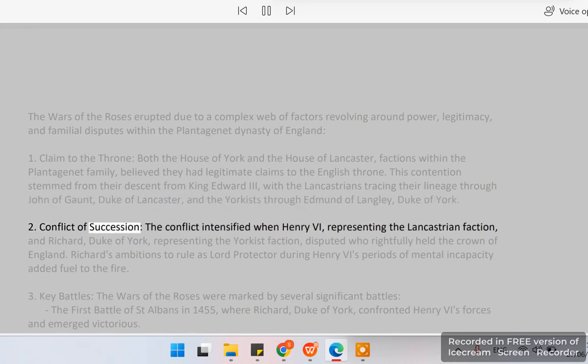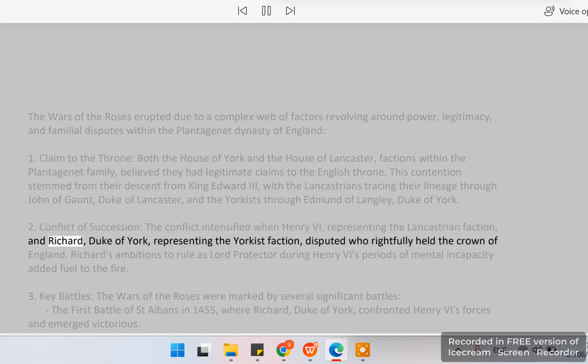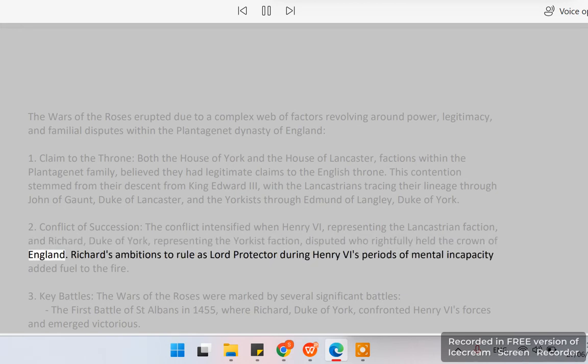2. Conflict of succession. The conflict intensified when Henry VI, representing the Lancastrian faction, and Richard, Duke of York, representing the Yorkist faction, disputed who rightfully held the crown of England. Richard's ambitions to rule as Lord Protector during Henry VI's periods of mental incapacity added fuel to the fire.